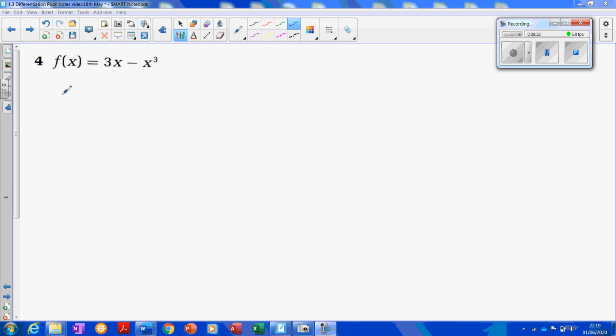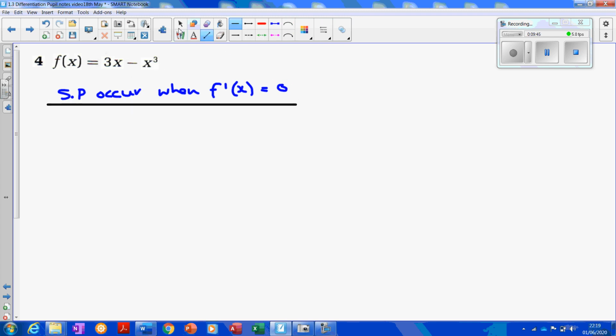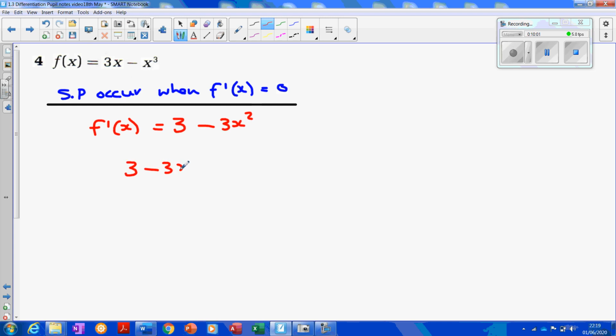Okay, question 4. So stationary points occur when f dash x is equal to 0. Underline it. Now this repetition will help you remember what you're doing. Right, so f dash x is equal to the derivative of 3x, which is 3, and the derivative of minus x to the power of 3 is minus 3x squared. So that thing has got to be equal to 0.